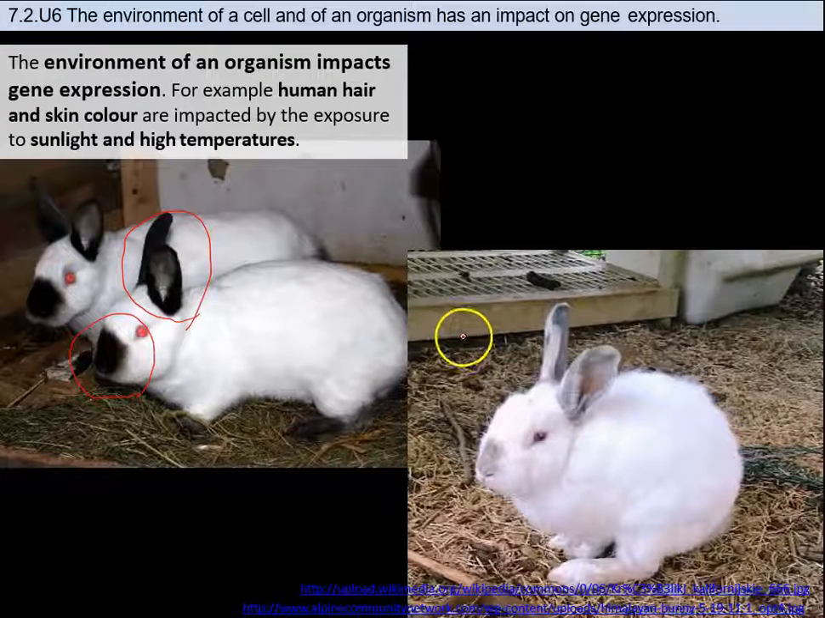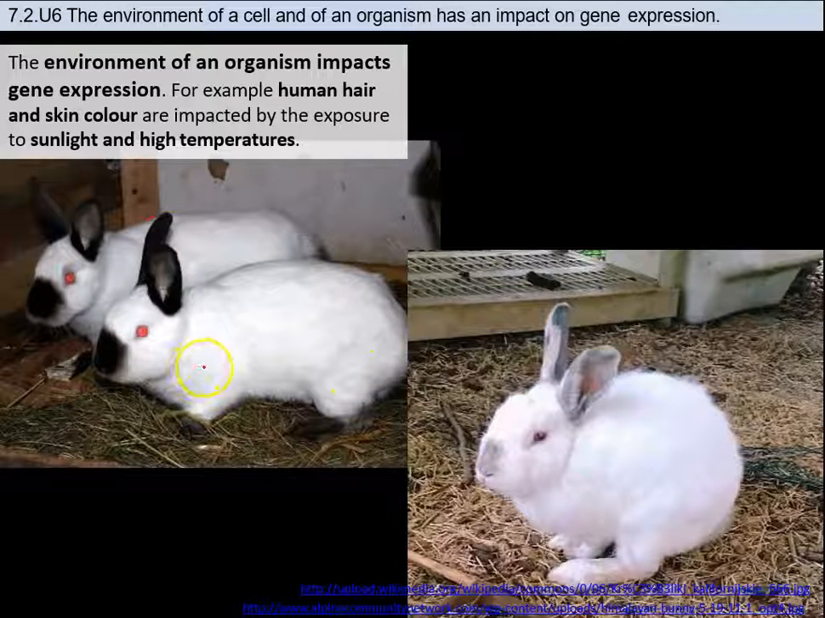Let's see. The environment of an organism impacts gene expression. For example, human hair and skin color are impacted by exposure to sunlight and high temperatures. Okay, so what does that mean? This means that they have the same genetic information, but some environmental factors have changed that.